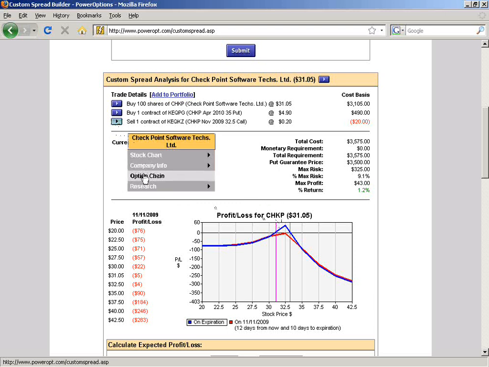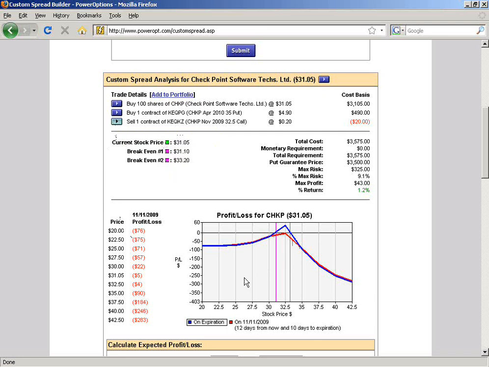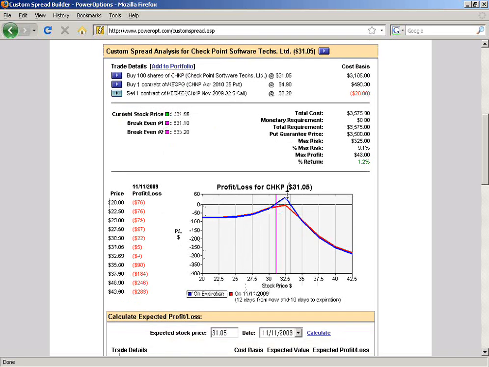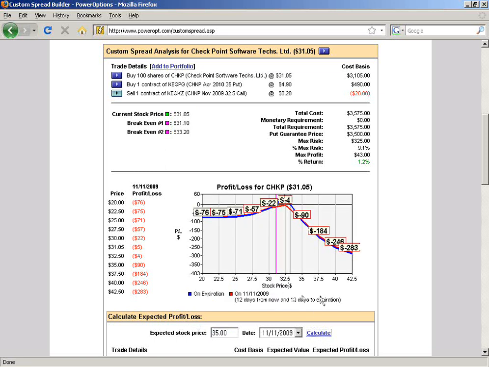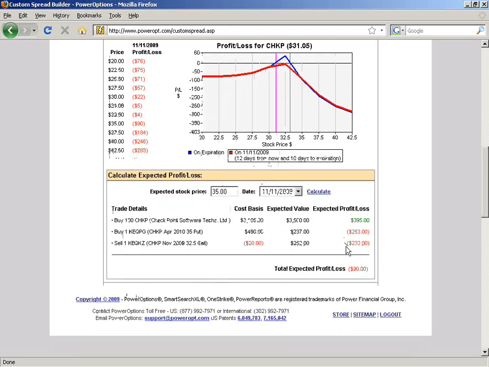You can go, for example, to the option chain, and from the option chain, you could link to the Black-Scholes pricing model to estimate further out in time what a position might look like, what an option might look like if the stock was trading at a set price. We can do that for this position alone. I can go ahead and say, what would this position look like if the stock was trading at $35, let's say on 11/11, halfway between now and expiration, and it would give me the breakdown there on the profit and loss chart, but also down below, it'll show me how much the gain or loss I would have between the short call, the long put, and the long stock as well.